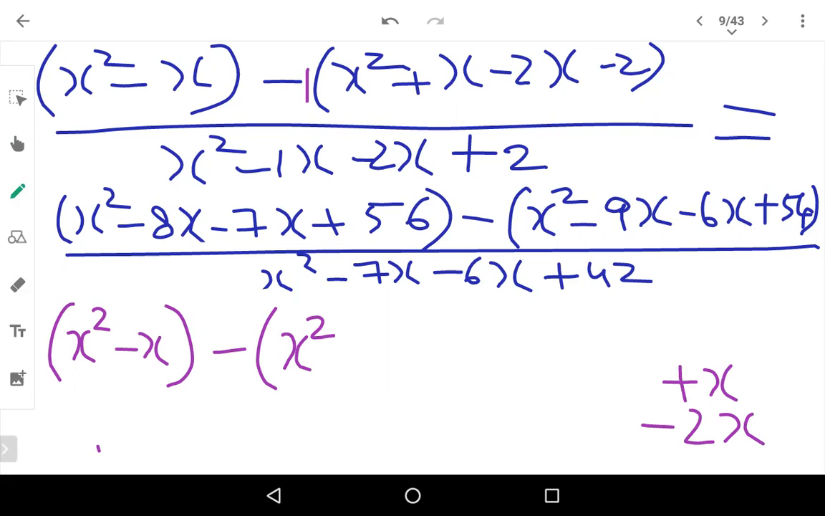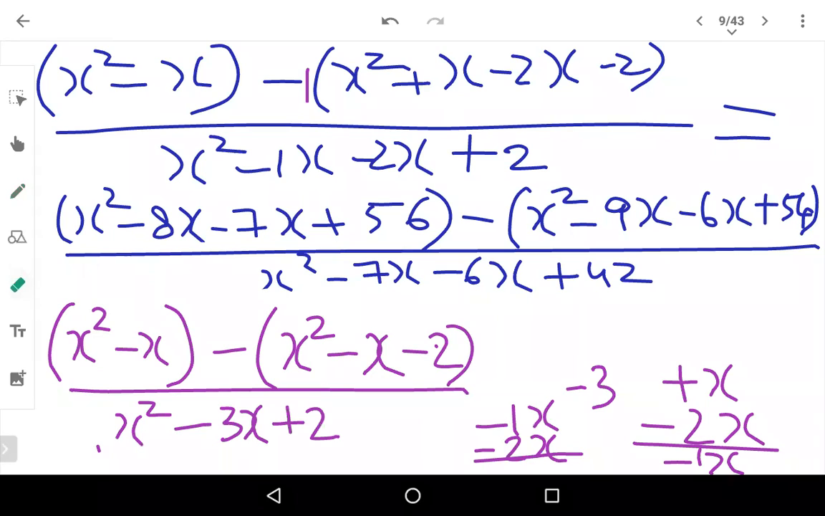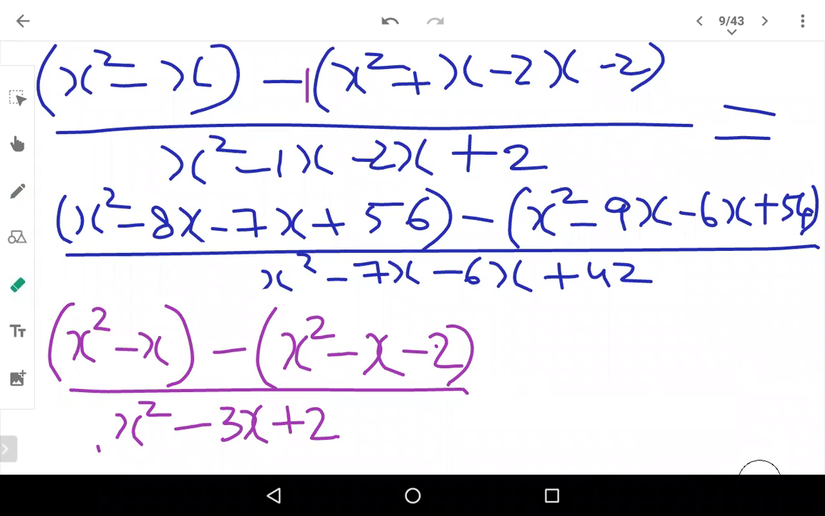What will be the answer? Plus x and minus 2x. You'll get minus x. Yes. 1 minus 2 is minus 1, minus 1x. So minus x minus 2 will remain as it is, whole divided by x square. Again you have minus 1x minus 2x. So minus 1 minus 2 will be minus 3. Okay, so minus 3x plus 2 is your left hand side.